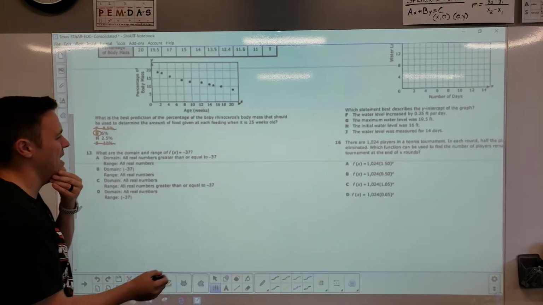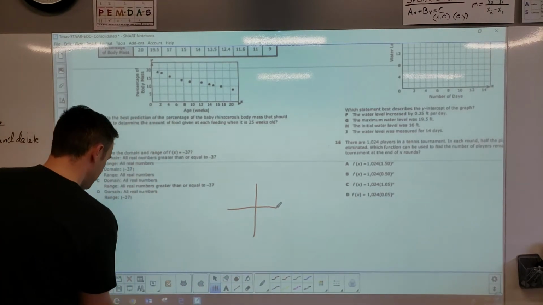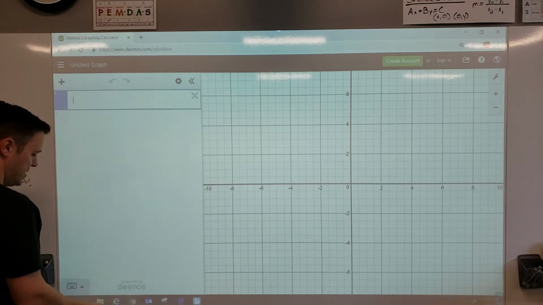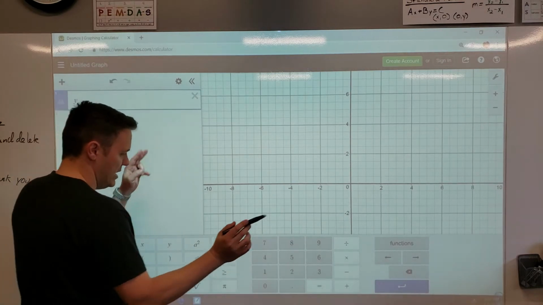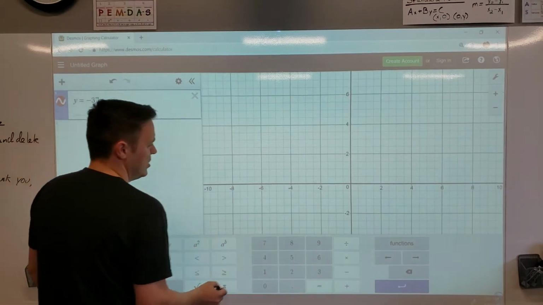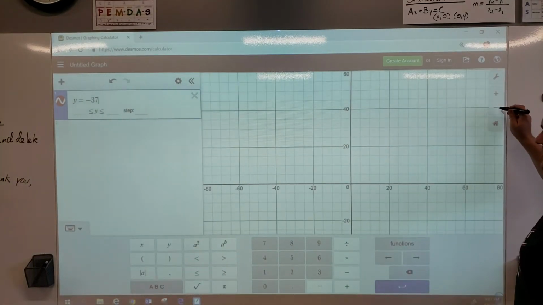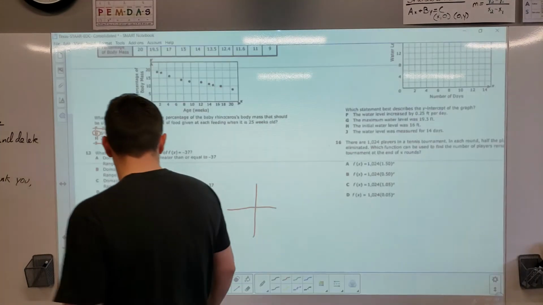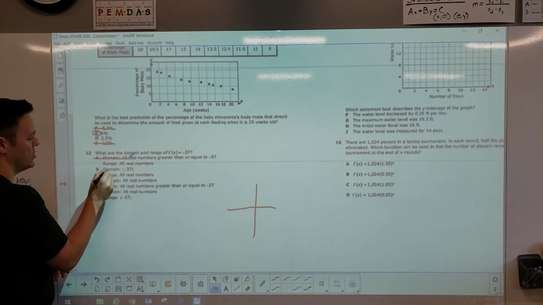13, range and domain. If I were to graph this, and when I say graph it, I mean you just put f of x. I wonder if it'll do it if I just drop it straight in there. So you want to do y equals, or f of x, negative 37. If I zoom out on here, it creates a straight line at 37. So what is my domain? My domain is all real numbers, and there is no restriction on it.